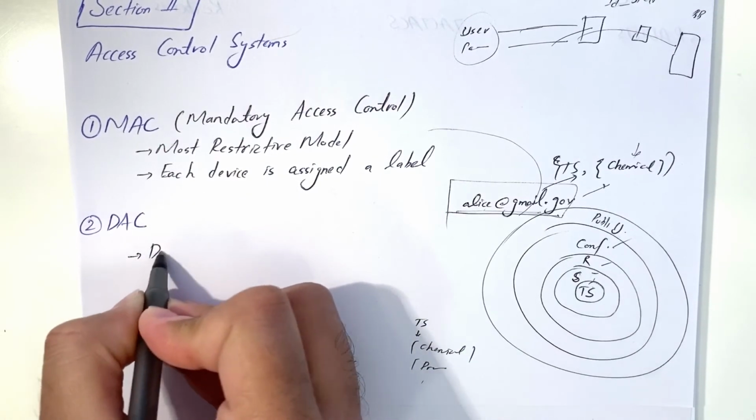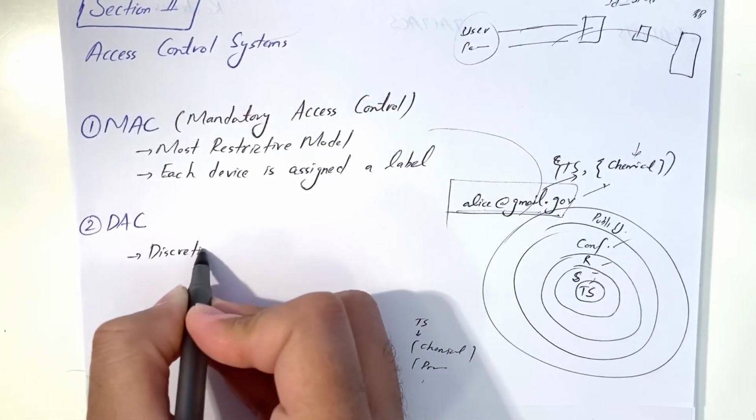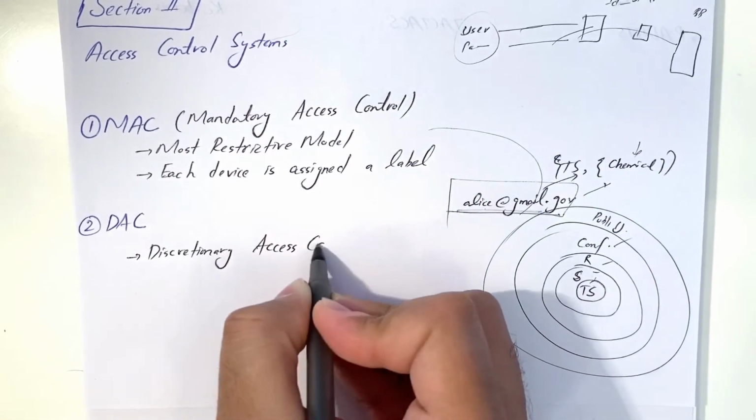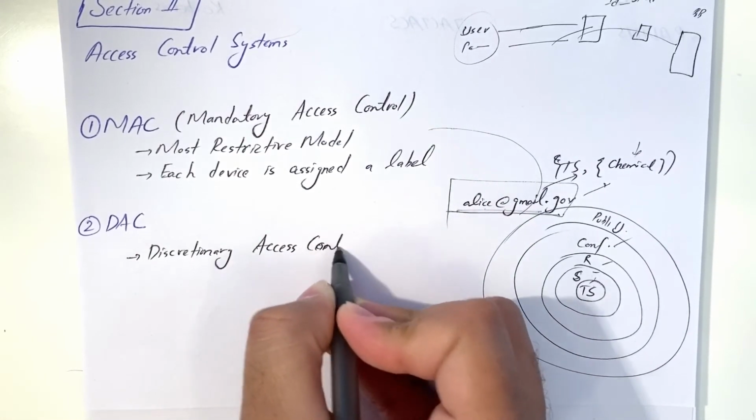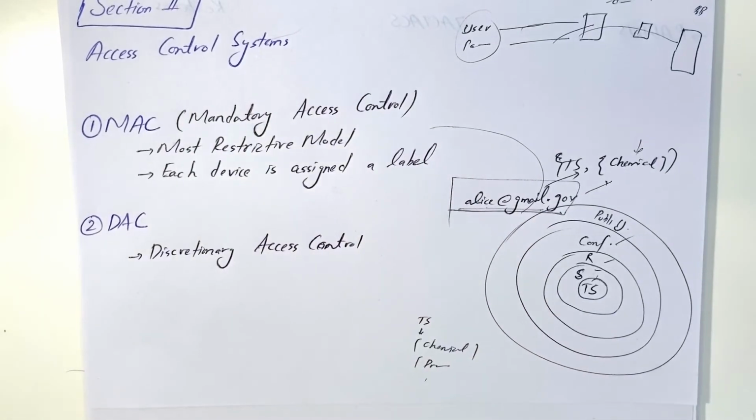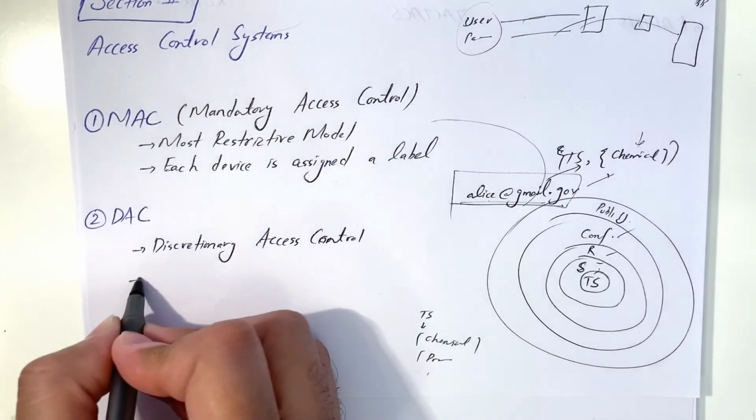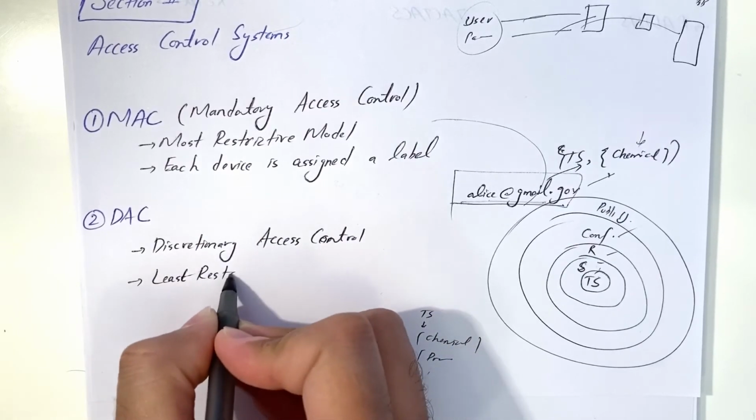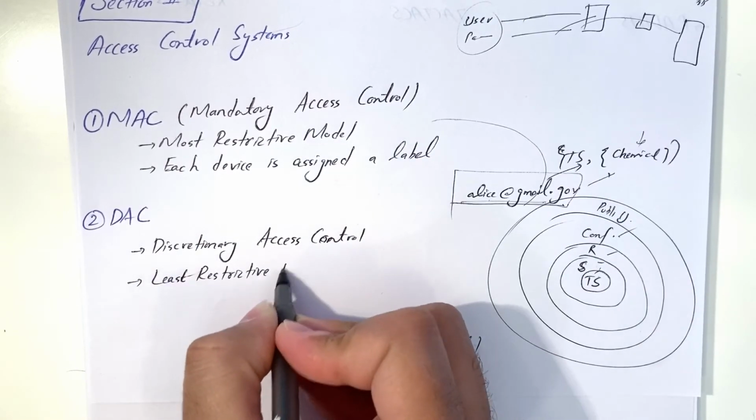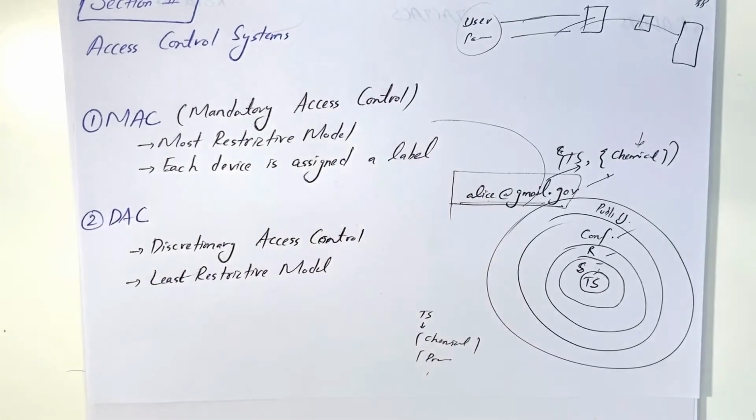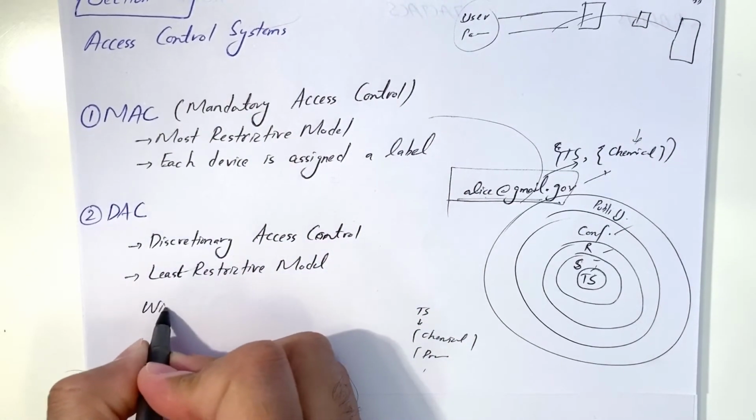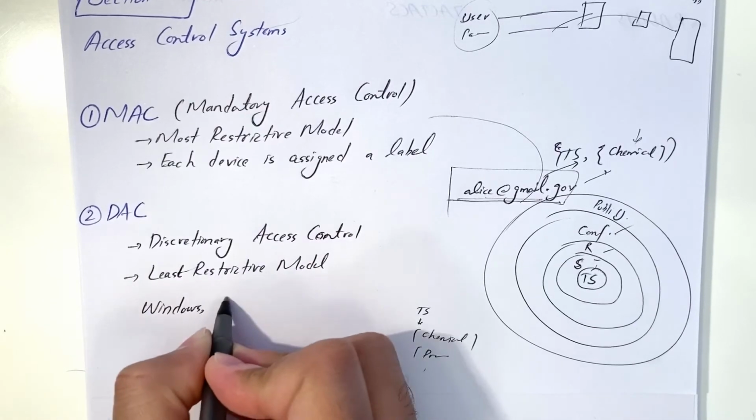It's called the discretionary access control model. The discretionary access control model is basically the least restrictive model, and we use that particular model in Microsoft Windows. It does come with Unix as well.